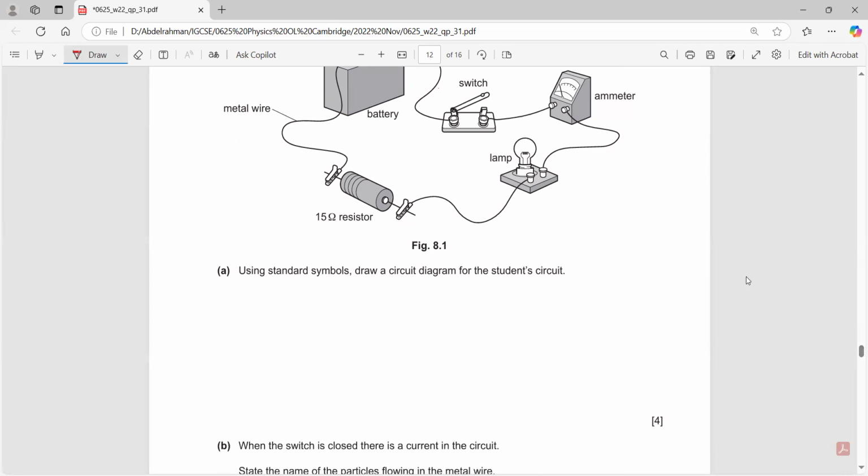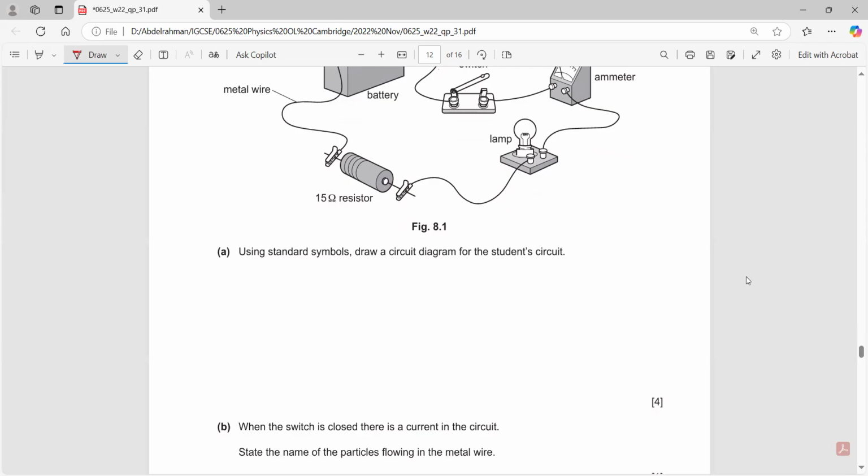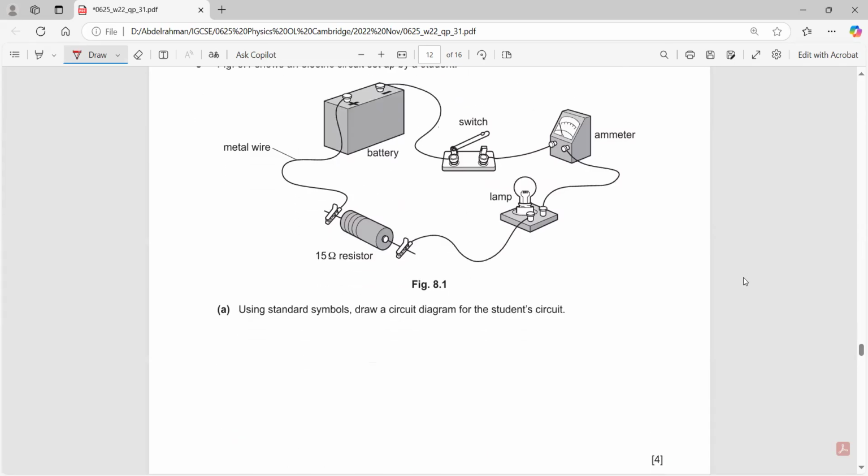Can I draw them? Yes, I can. We have the battery. This is the positive end of the battery, and this is the negative end. This is an open switch and an ammeter. A lamp, a 15 ohm resistor, and that's it.